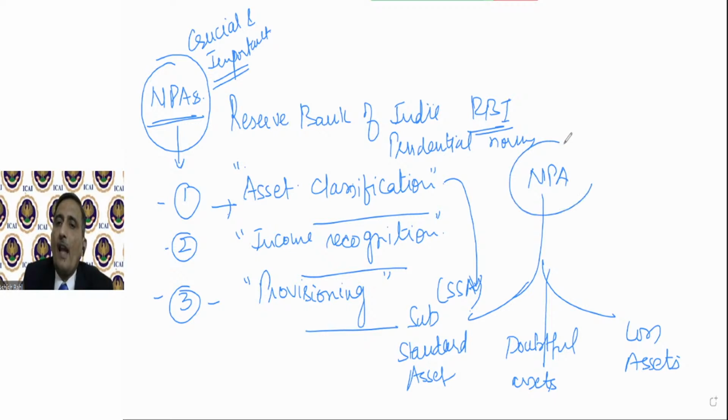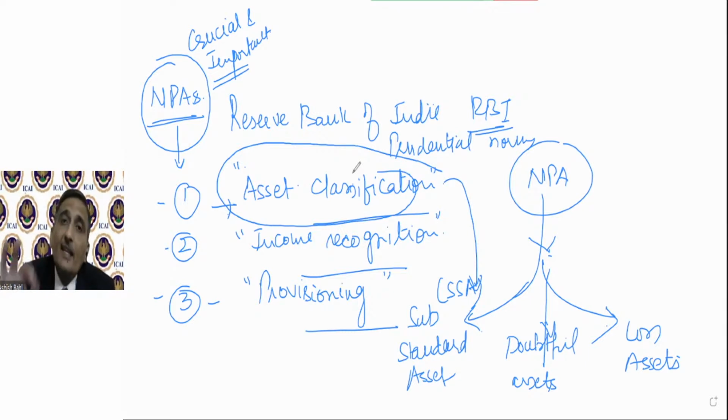Okay, so NPAs are further classified into substandard, doubtful and loss. There are RBI prudential norms pertaining to asset classification. There are guidelines and criteria for when an asset would be classified as a substandard asset, when it would be classified as a doubtful asset, and what is the meaning of substandard asset, doubtful asset and loss asset. These have to be followed by banks in preparation of their balance sheets.